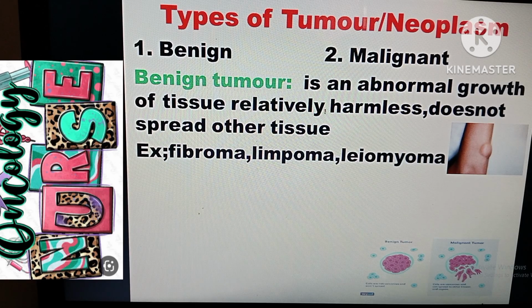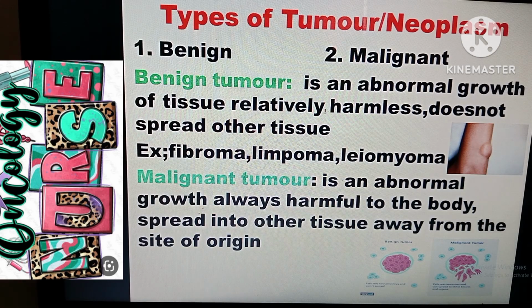Examples: fibroma, lymphoma, leiomyoma. When the suffix "oma" comes at the end, it means it is a tumor. So what is malignant? Malignant is a dangerous tumor. What does it do? It spreads to each vital organ of the body, and once it has spread, it is not curable. Only in order to increase the lifespan of the client, the doctor will treat only that much, and it is very harmful to the person.